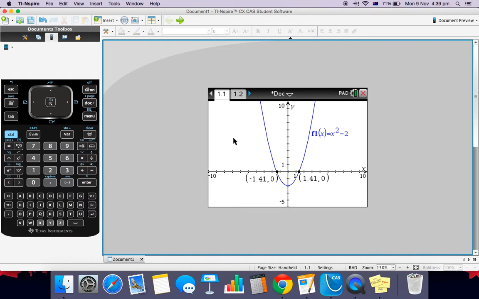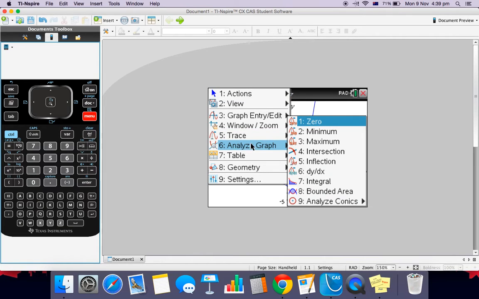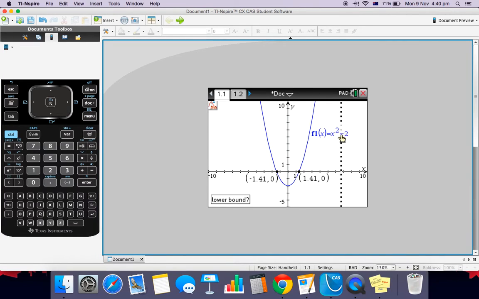Now, to find the turning point, we have to go Menu, 6 or Analyze Graph, and we have these two options, minimum or maximum. We have decided that this parabola has a minimum turning point, so we can click minimum and we get the same thing we did for the intercepts. Click down, and it will apply until it stops moving. There it goes, we can click down and see our turning point coordinate.